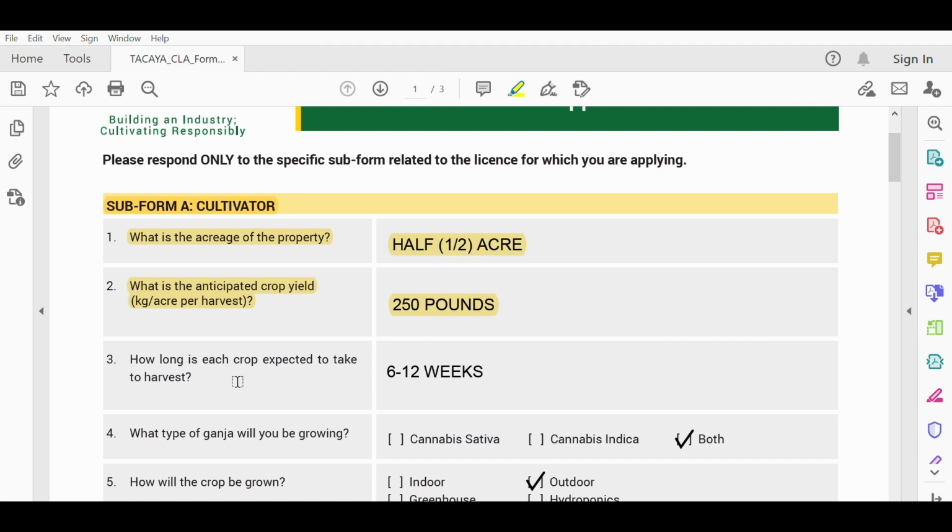Then from there, they want to know, just estimate about how many weeks it will actually take, or the time period before you actually harvest. In some cases, it's 6 weeks, in others, it is 12. In some cases, it could be up to 9 months. You just want to write that in here. And in this example, we just put 6 to 12 weeks.